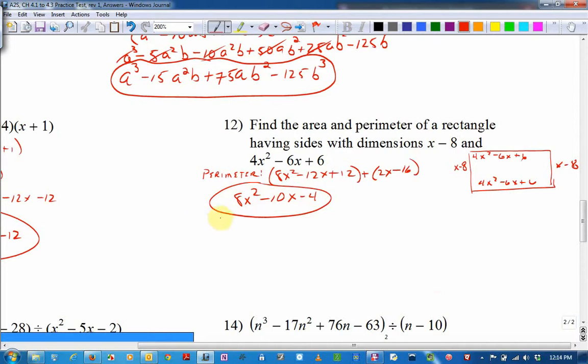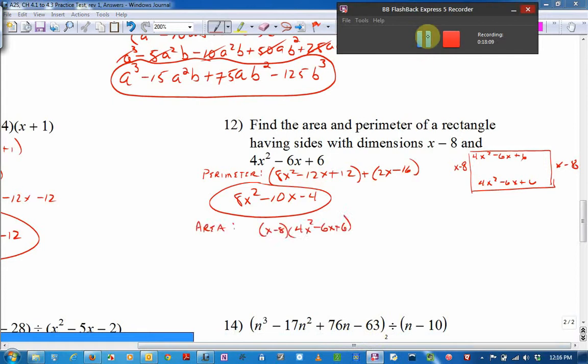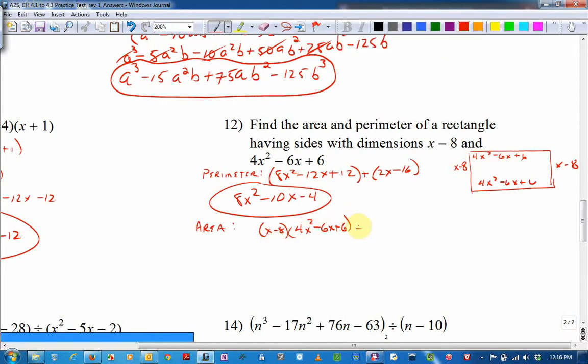My area is I'm going to multiply one side times the other side. So, okay, now for the area, we're going to have to multiply both two sides together. So x minus 8 times the long side. So I've already written that out. So let's go ahead and put those together.